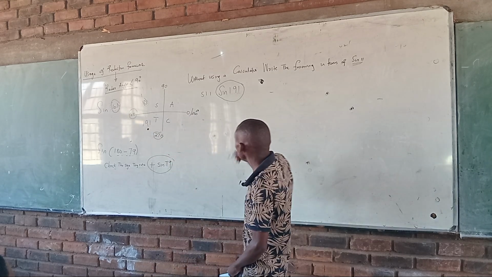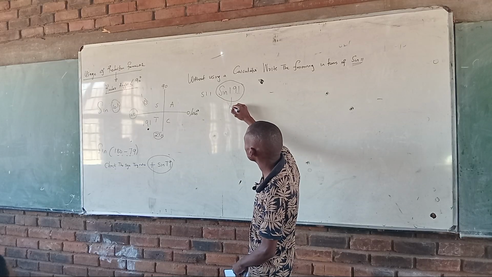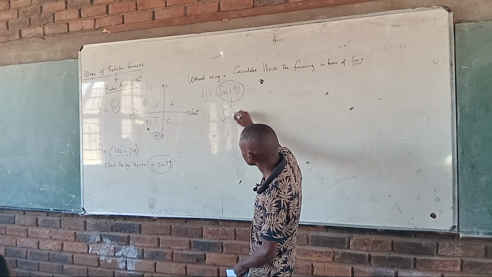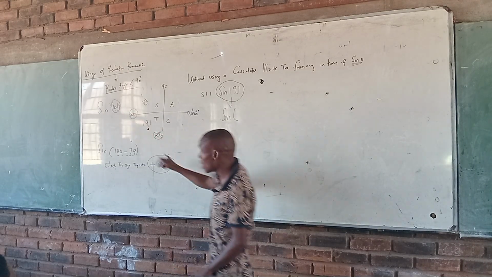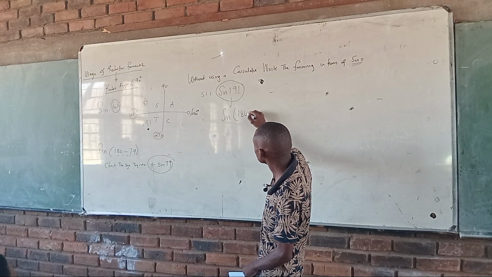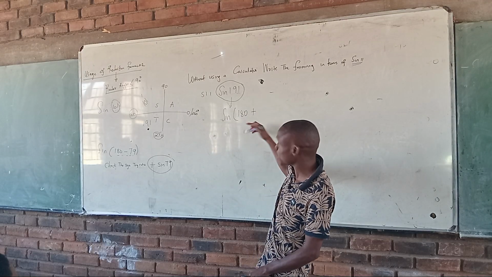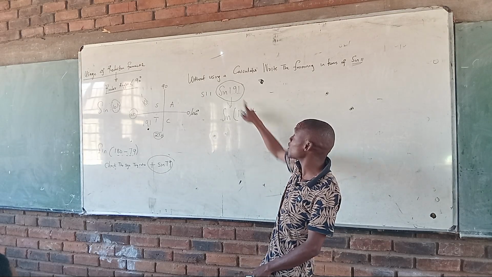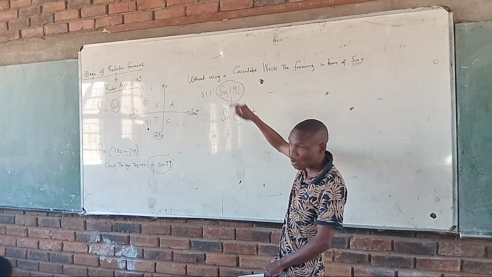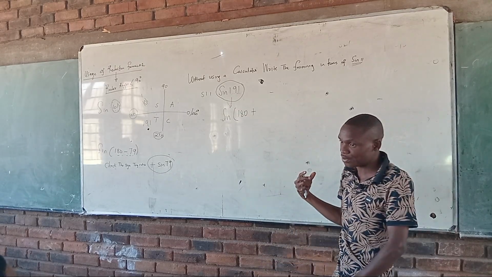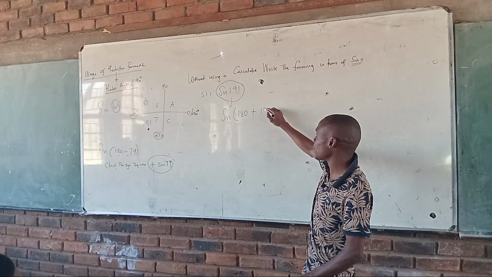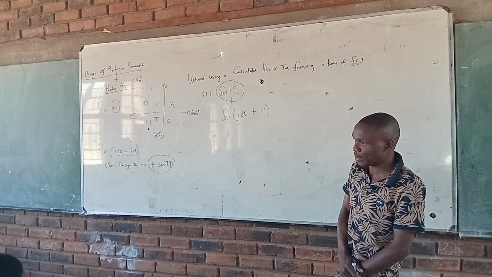So now here I'm going to say sine 191. I'm using 180. Obviously I have to add 180 with something so that I get 191. What can I add 180 with? Good. So it's 180 plus 11.